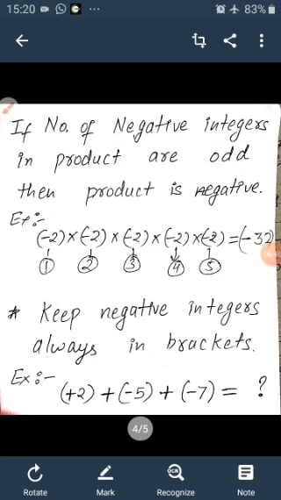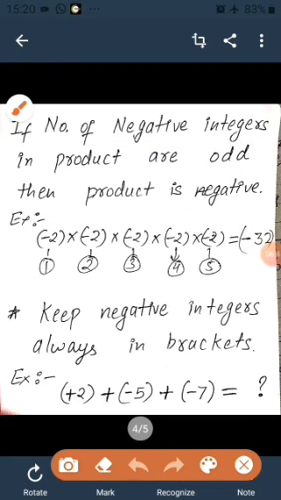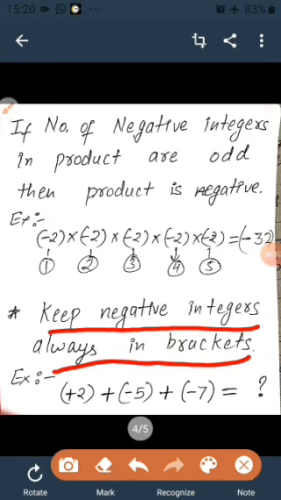The next point is to keep negative integers always in brackets. For example, plus 2 plus, in brackets, minus 5, and plus, in brackets, minus 7. So what will be the answer? You should write it yourself.